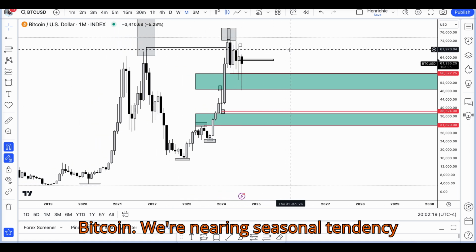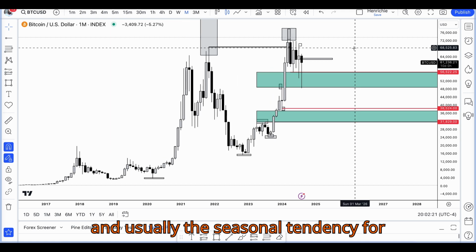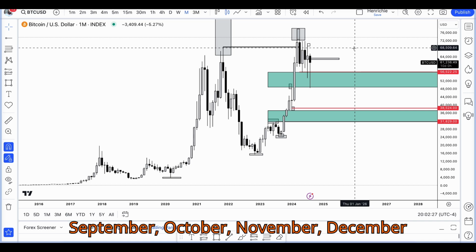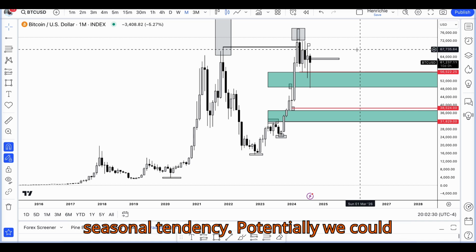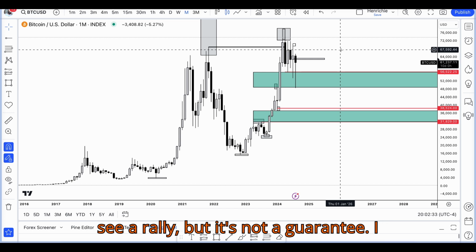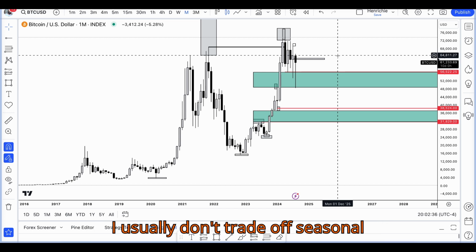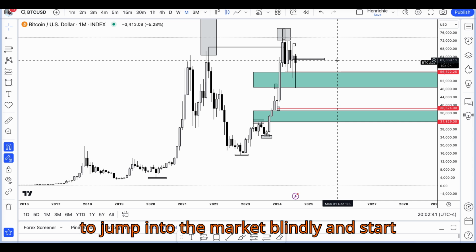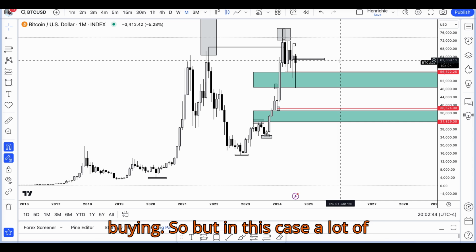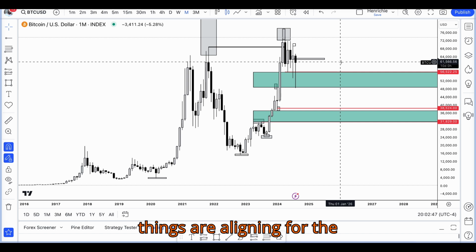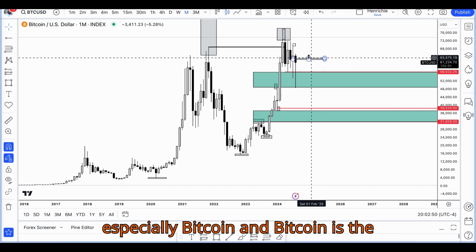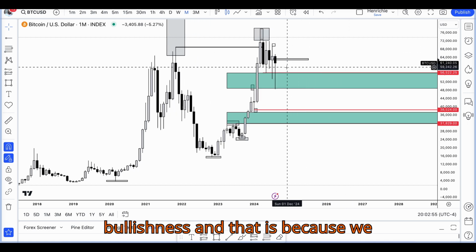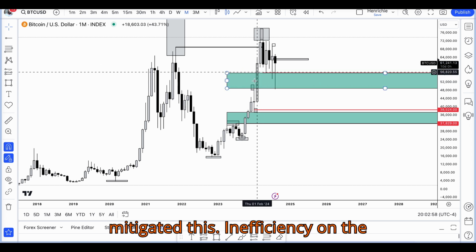We're nearing seasonal tendency, and usually the seasonal tendency for the ember months, September, October, November, December, potentially we could see a rally, but it's not a guarantee. I usually don't trade off seasonal tendencies. If the seasonal tendency is bullish, it doesn't mean I'm just going to jump into the market blindly and start buying. But in this case, a lot of things are aligning for the cryptocurrencies to be bullish, most especially Bitcoin. And Bitcoin is the only one that I'm seeing good bullishness, and that is because we mitigated this inefficiency on the monthly time frame.